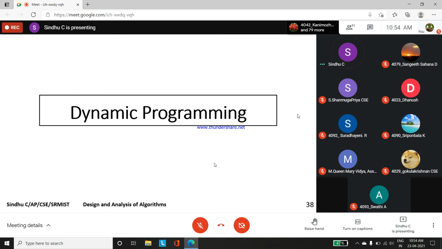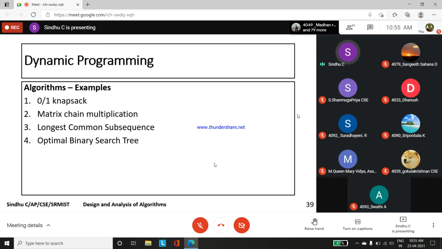Coming to the characteristics of dynamic programming, it has two important characteristics. One is the optimal substructure, where I've already told you that if you have an optimal solution, then it contains optimal sub-solutions, right? And the second characteristic is that it always has overlapping subproblems, right? So keeping that in mind, I've taken 4 popular problems which are usually solved using dynamic programming.